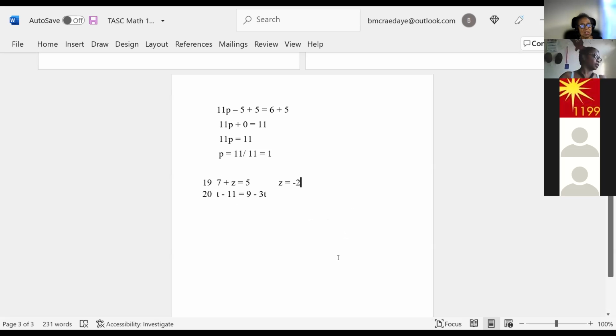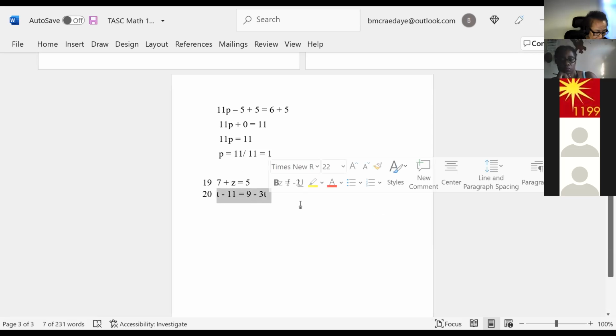So you can just use logic here and solve this and not go through all the operations of subtracting and keeping the equation in balance, because these are mental math kind of problems, right? What variable do I add to a 7 to get a 5? Well, if my 5 is less than my 7, my variable has to be negative. Okay. Now, number 20, did you solve that one, Maureen?